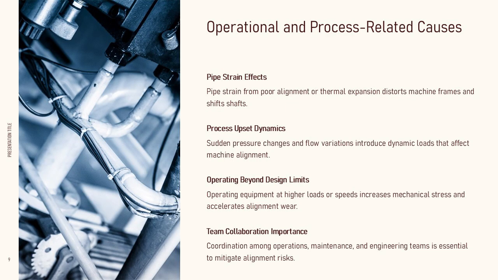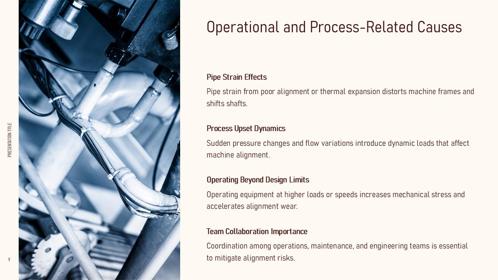Operational and process-related factors can significantly contribute to machine misalignment over time. One common issue is pipe strain, which occurs when connected piping exerts excessive forces on the machine casing due to poor piping alignment or thermal expansion. These forces can distort the machine frame and shift shaft positions. Process upsets, such as sudden pressure changes, flow variations, or cavitation, can introduce dynamic loads that affect alignment.